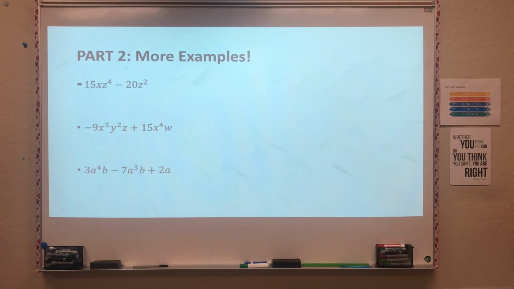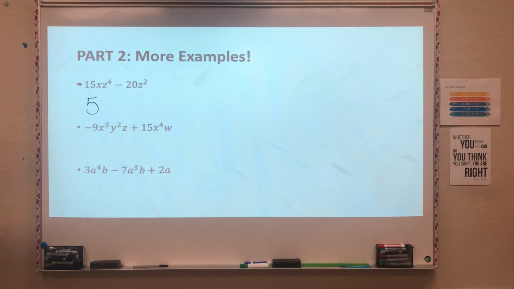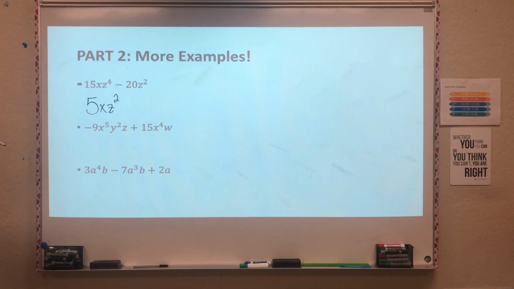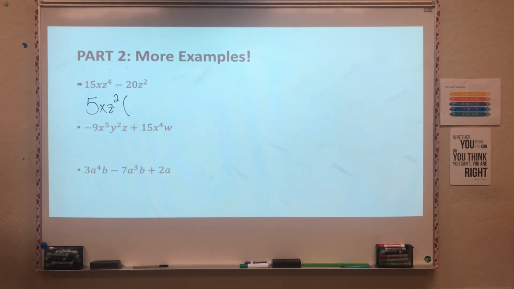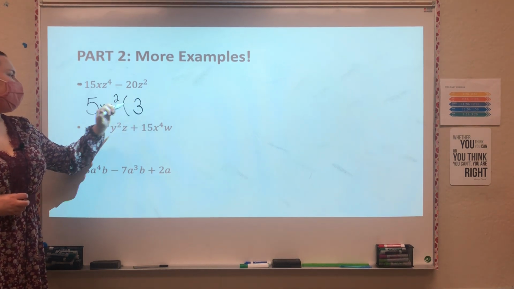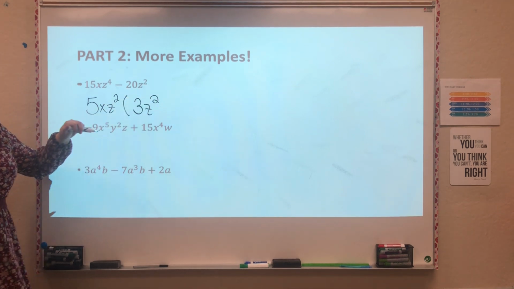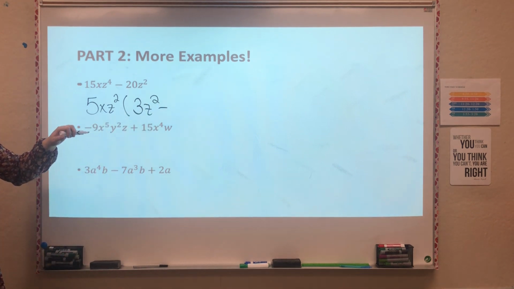Where do you want to start? Well, the greatest common factor would be 5, and then xz cubed, or squared, I mean. xz squared. And then parentheses. And then it would be 3z squared minus 4.